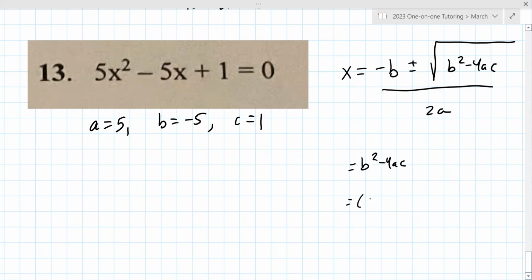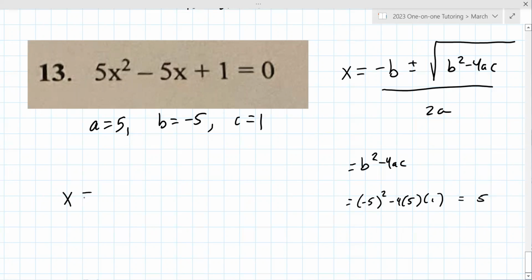B is minus 5 in parentheses squared, minus 4 times 5 times 1. 25 minus 20. Looks like this ends up being 5. Do you agree with that? Minus 5 squared is 25. 4 times 5 times 1 is 20. Yeah. Okay, so that's this part under the root.